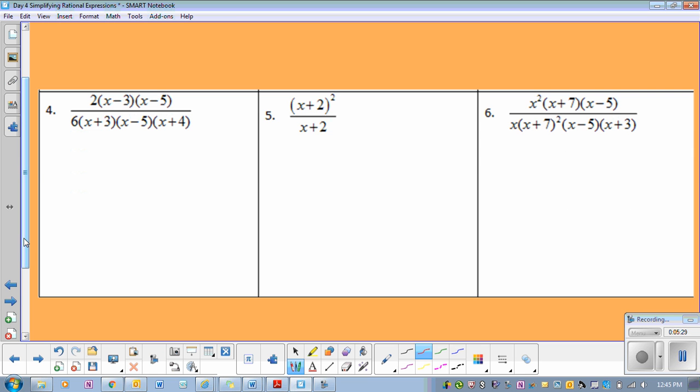All right, so more practice. Number 4. Which ones can I cross out? The x minus 5. The x minus 5's good. Anything else? Yeah, you can simplify the 2 and the 6, right? So that's 1/3. Good. I'm going to draw my fraction bar because this is a fraction. And up top, I have x minus 3, and on the bottom, x plus 3, x plus 4. Good. There you go. And that's it.